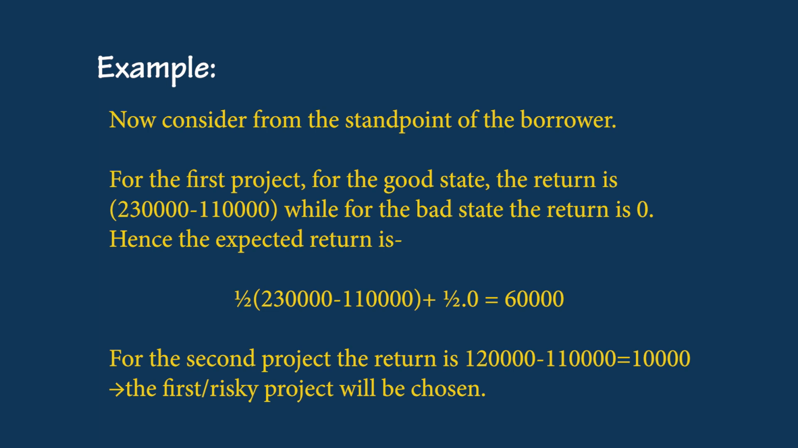What for the second project? For the second project, the return will be 1,20,000 minus 1,10,000. So, it is 10,000. So, even if the average return from the second project is comparatively higher, the first project is much more attractive. So, there is a high chance that the first project, or the risky project, will be taken.